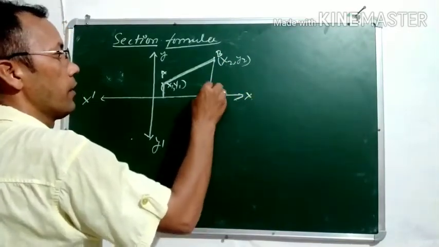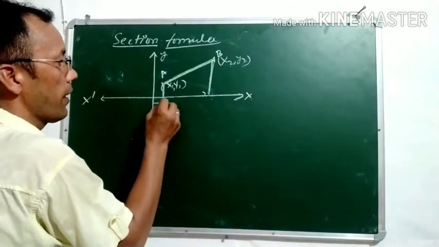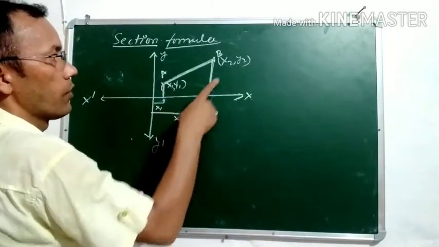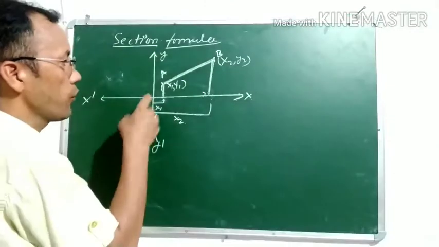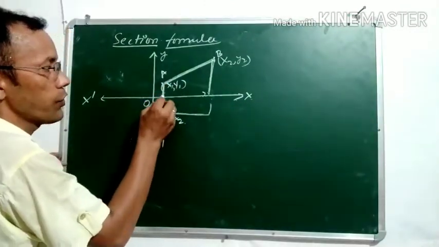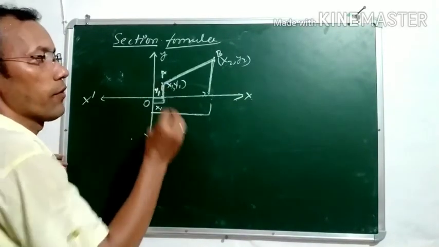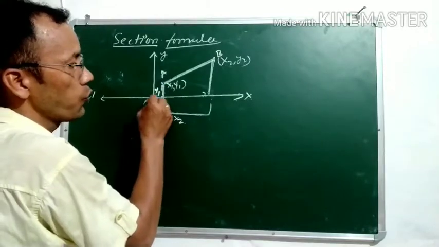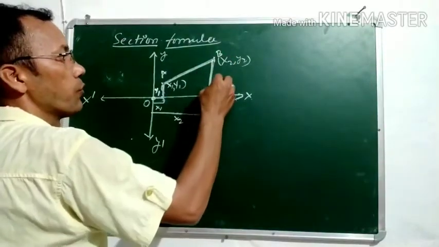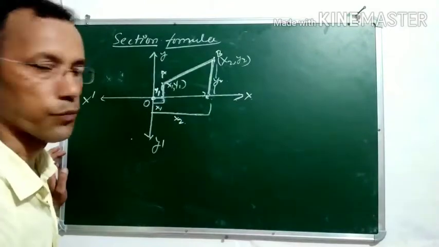Here this is x1, and we know that this is x2. X2 is the distance from O to this point. This is called x1, and this is called y1. And this one from O to this one is called x2, and that one is called y2. Right? So this vertical length is called y2.